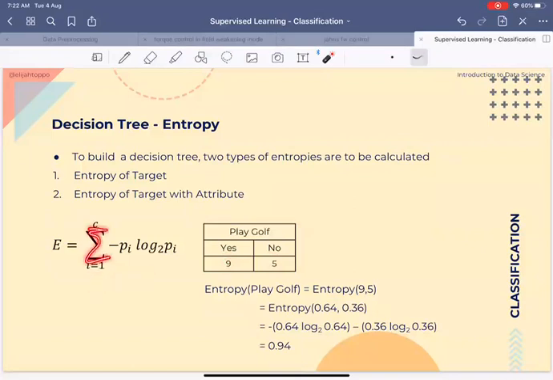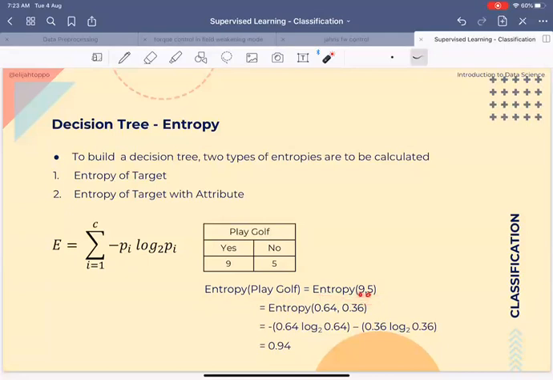I do the summation over i of C. What is C? C is the number of classes that are there for this target variable. So here playing golf has two values, so it will go from 1 till 2, where we'll have minus probability of the first class, log to the base 2 of the first class, minus probability of the second class, log to the base 2 of the second class. So we're calculating the entropy of playing golf, which says basically calculate the entropy of 9 and 5.